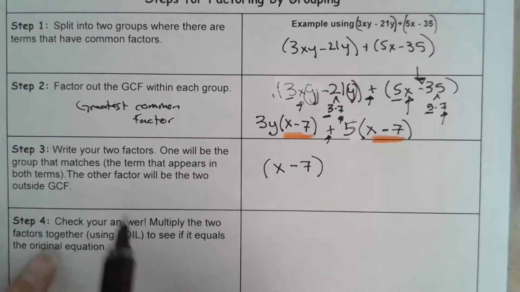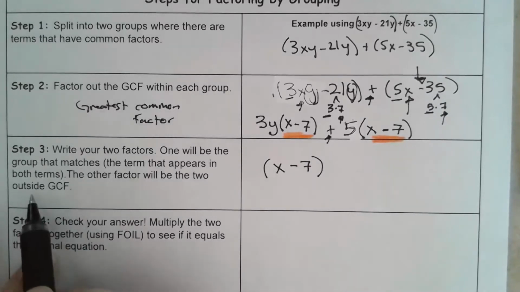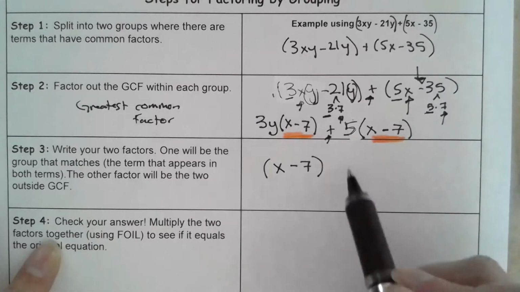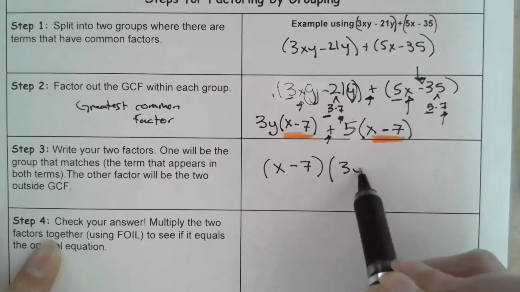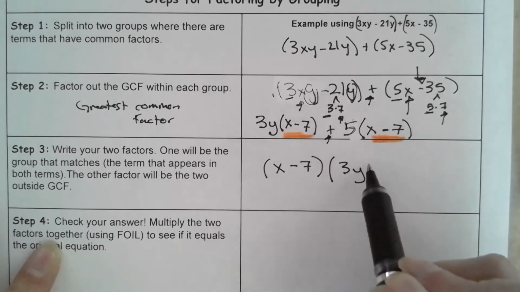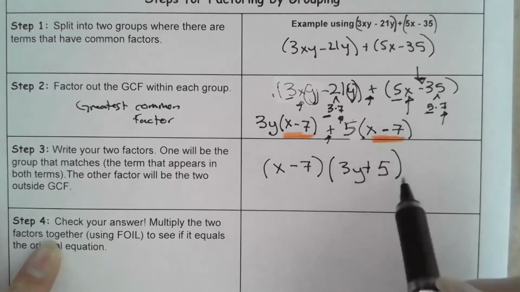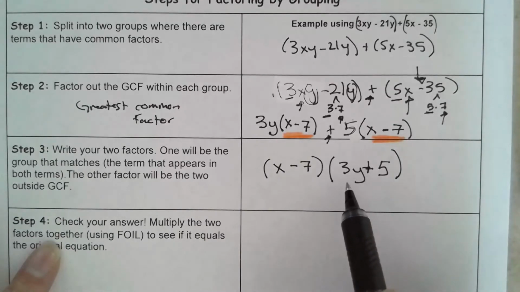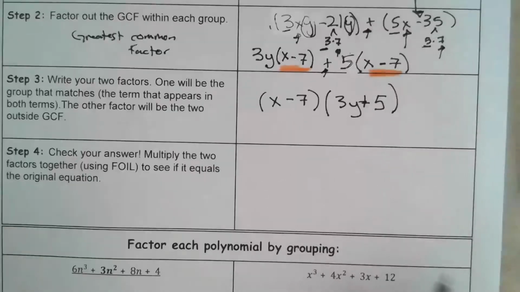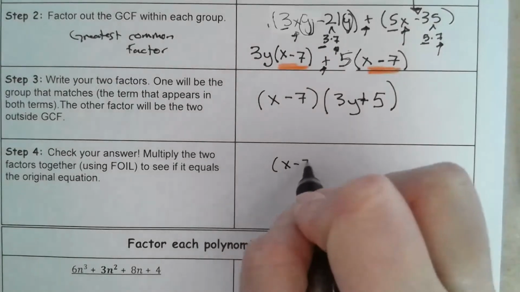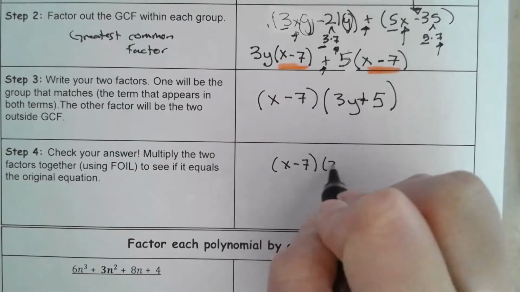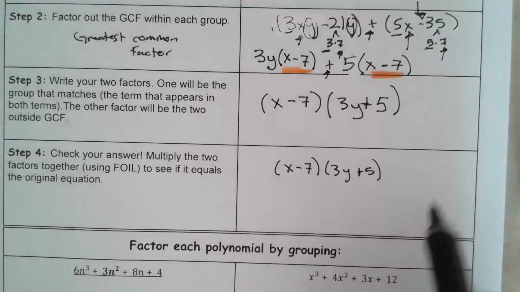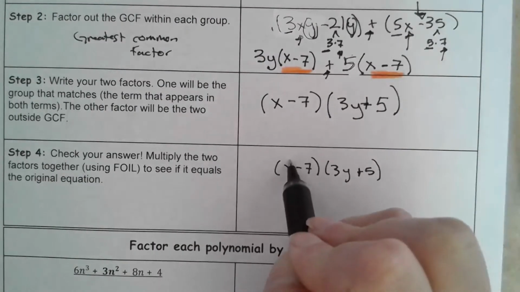Okay, our second one, the other factor, will be the two outside greatest common factors. Well, the two outside greatest common factors are 3y and then a positive 5, a plus 5. So those are my factors, and that is actually factoring by grouping. So we're going to check this. If I took x minus 7, one factor, and times it by 3y plus 5, and I FOILed it or multiplied it out, we're going to see what it gives us.